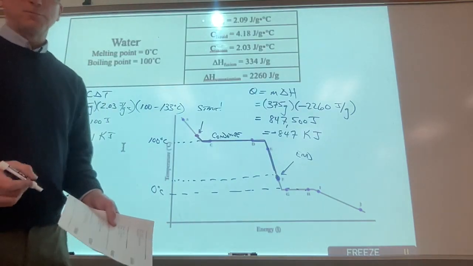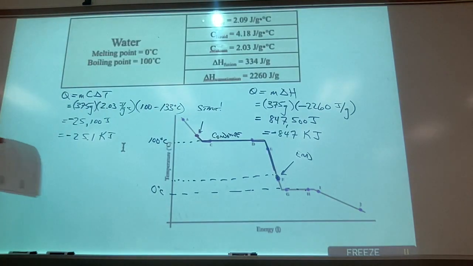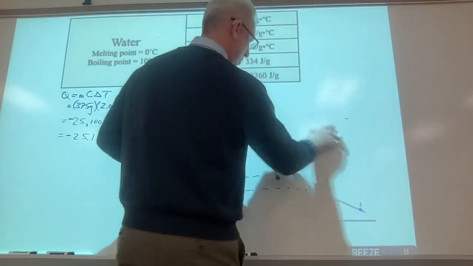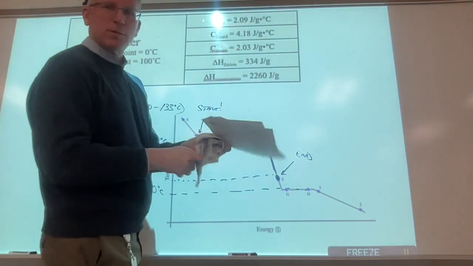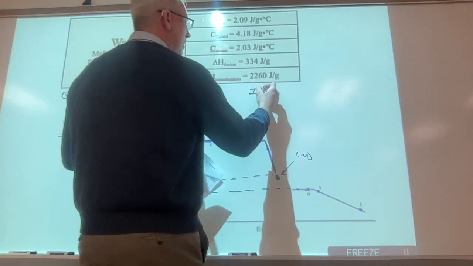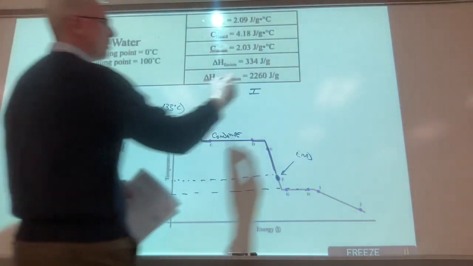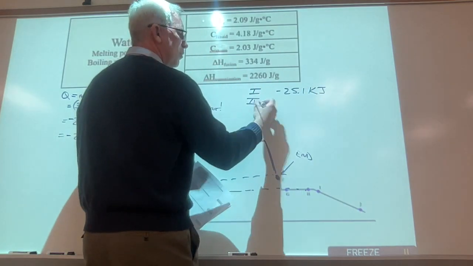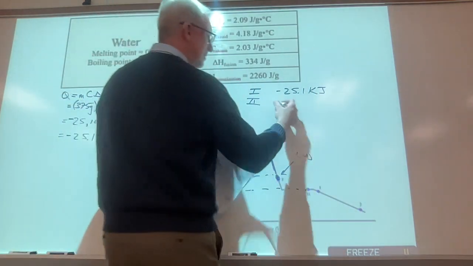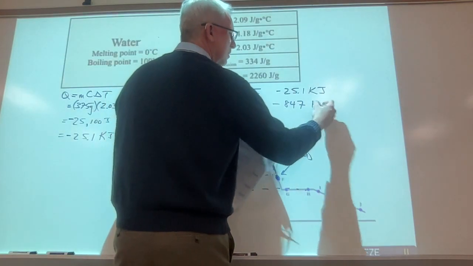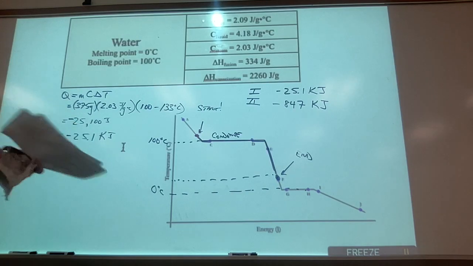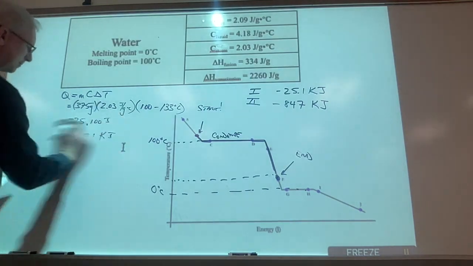We are cooling it. Okay, now this board's getting kind of crowded. So what I'm gonna do is I'm gonna erase some things and hold on to some numbers. I'm gonna say that we're gonna do this problem in 3 steps. Step 1, we got 25.1 kilojoules. In step 2, we got 847 kilojoules, like so.